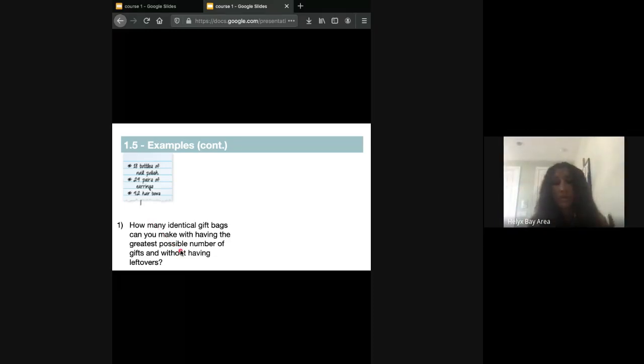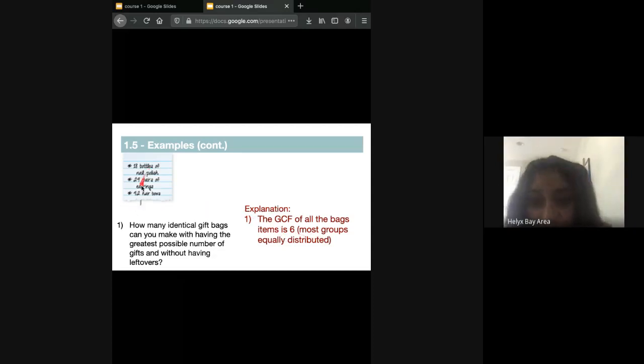So what we're trying to find is how many identical gift bags we can make with the least possible number of gifts and without having any leftovers. So what we would do is find the GCF, or greatest common factor, of all the bag's items. So 18, 24, and 42. When we factor these out, we get a greatest common factor of 6.